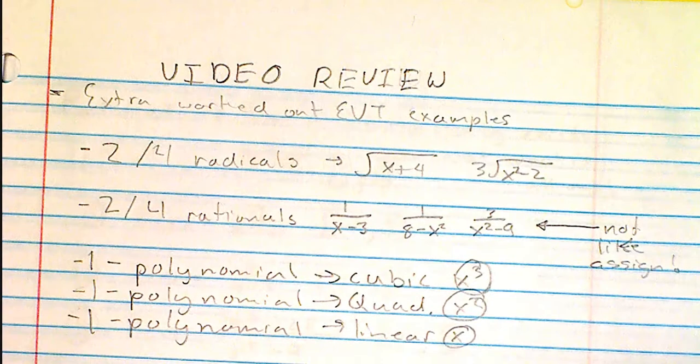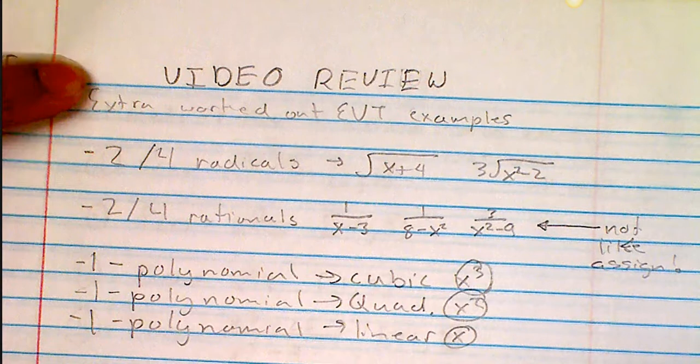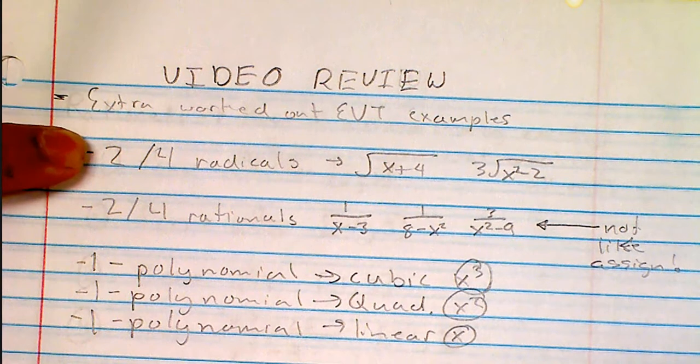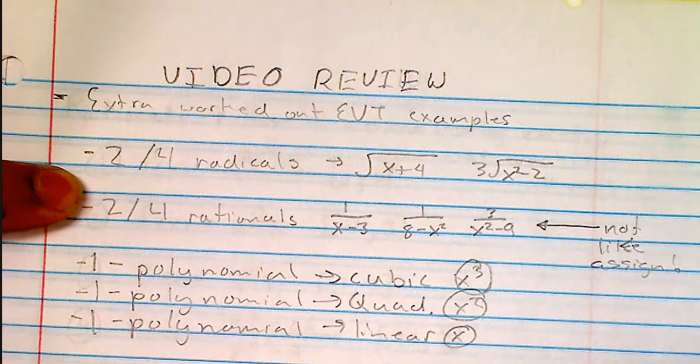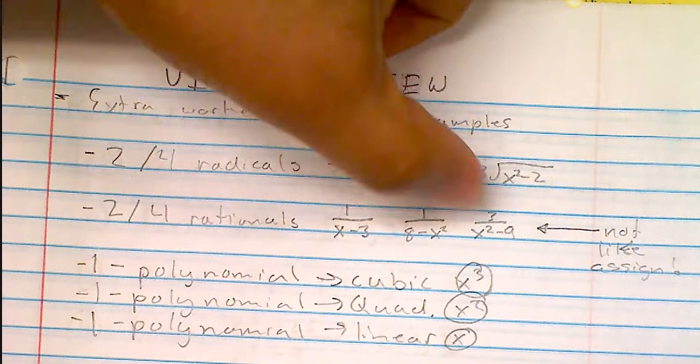Alright guys, this is your video review of the extreme value theorem. Okay, I'm going to provide you extra worked out examples between 2 to 4 radicals. I'm going to work out for you 2 to 4 rationals. Radicals with square roots, rationals where you have functions within fractions.